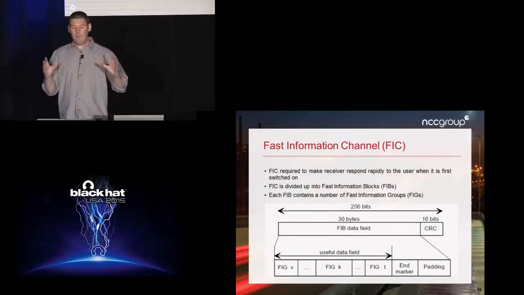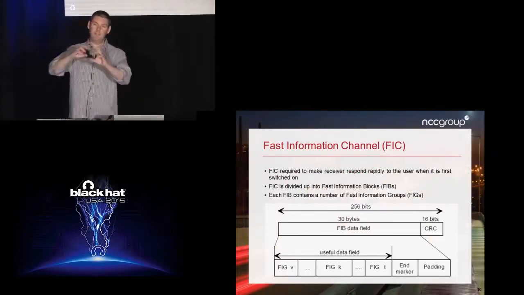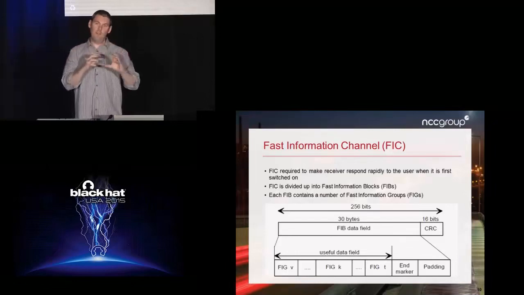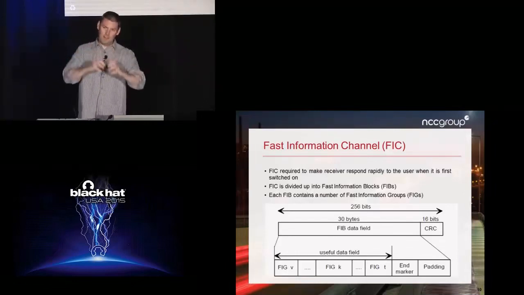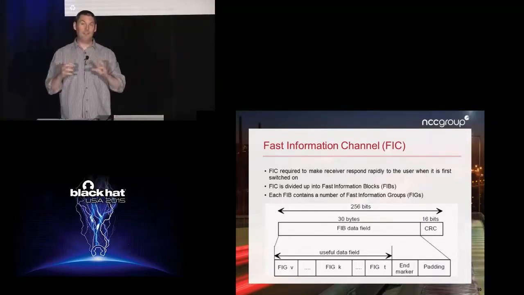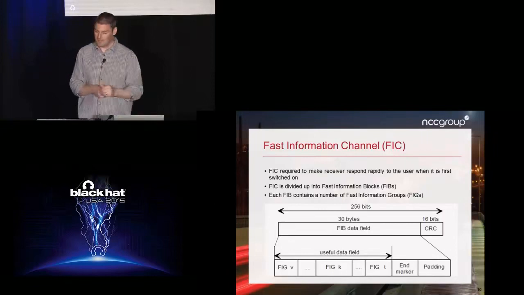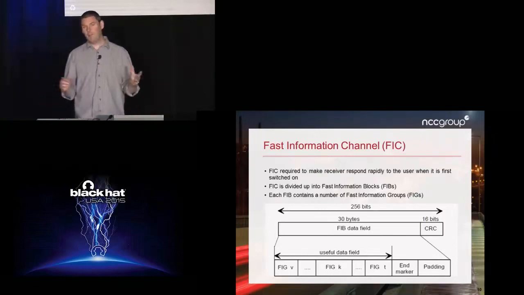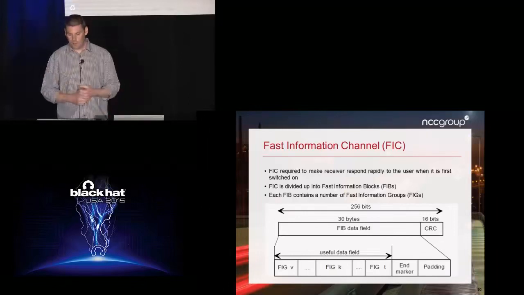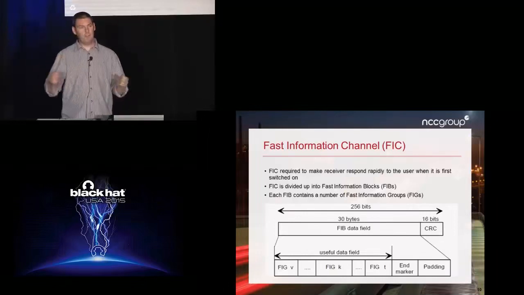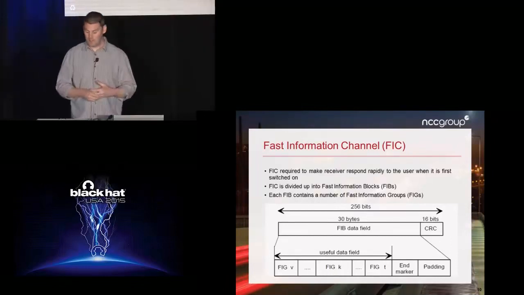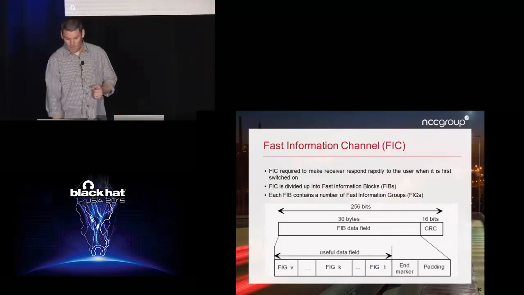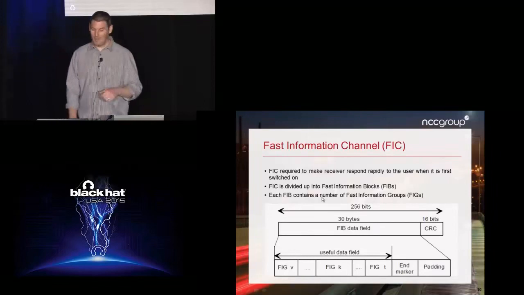So within that fast information channel, which is the first layer of multiplex data, I'm going to drill down and explain that we need to go through this to get to the bits that are useful for security testing. The purpose of the fast information channel is that when you first turn on your DAB radio, it needs to know specific bits of information to be able to tune in and present you with the services that are available. So this channel is divided up into what are known as fast information blocks, and each fast information block contains a number of fast information groups.